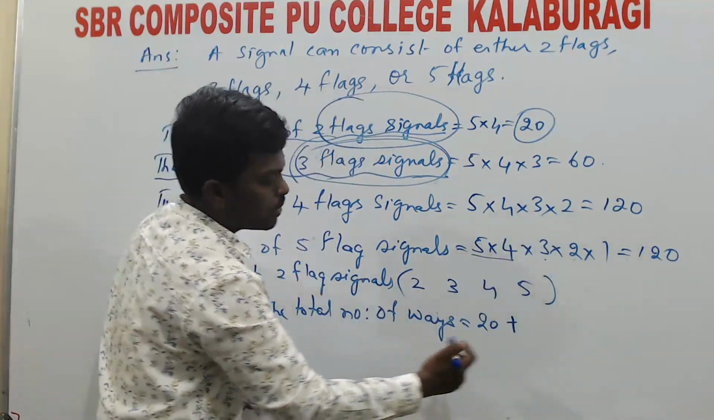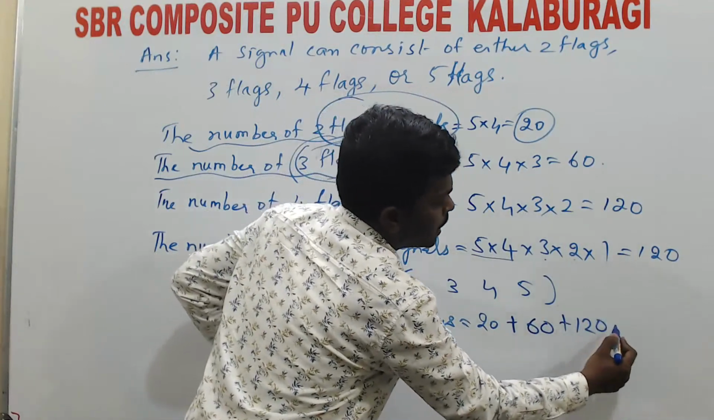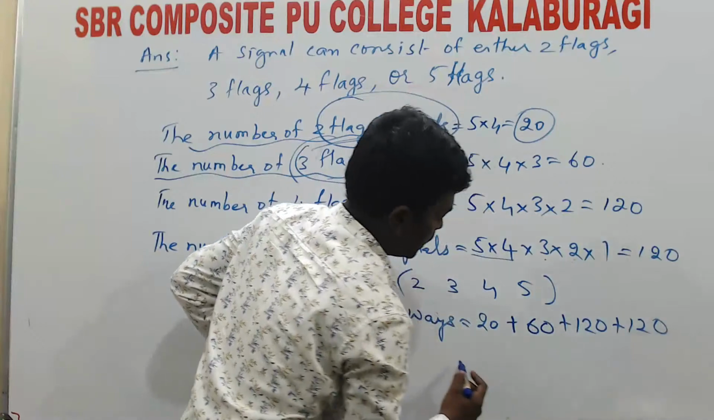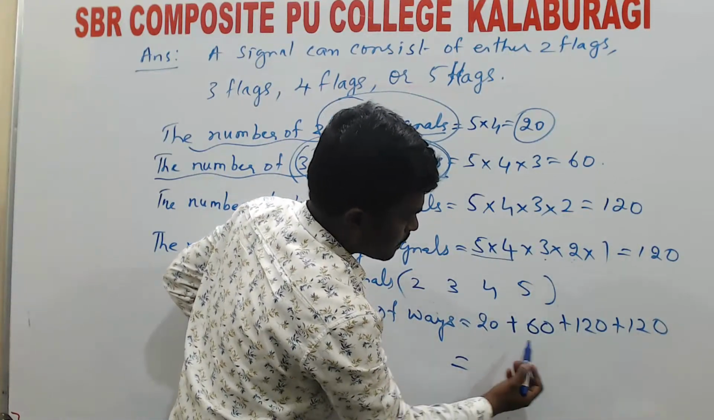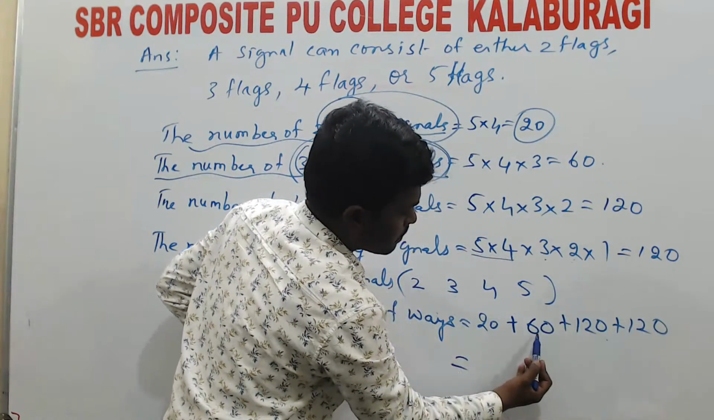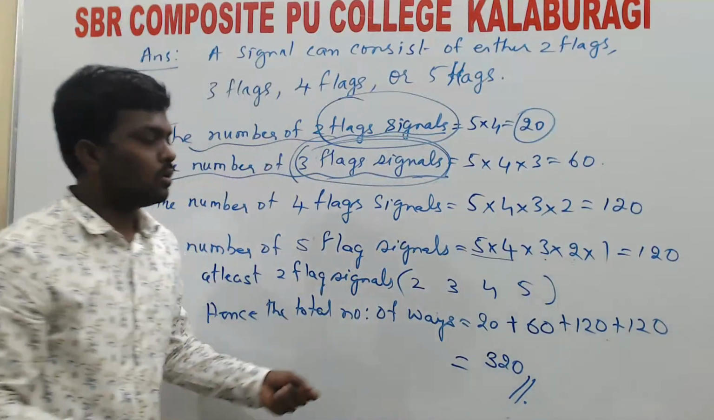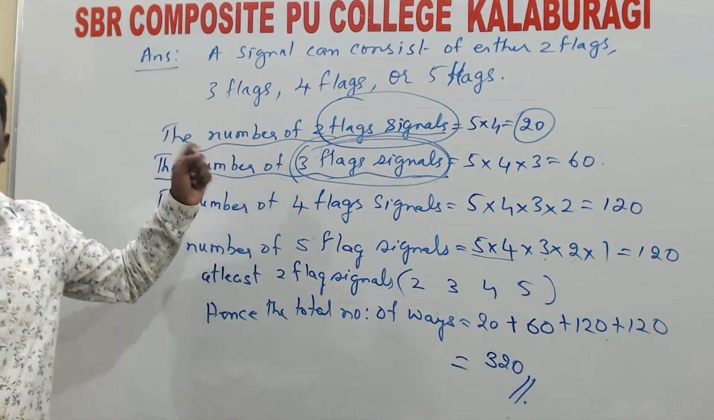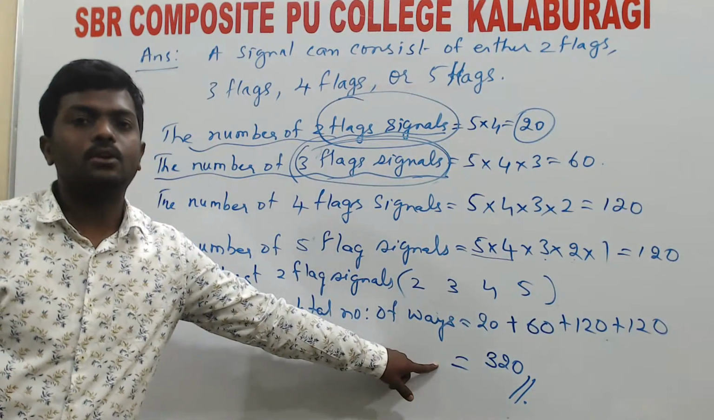So therefore the total number of ways will be 20 plus 60 plus 120 plus 120, right? So now just count this one. This will be 240, 300, 320 ways. Okay, so we can generate signals for at least 2 flags. The answer is the total number of ways will be 320.